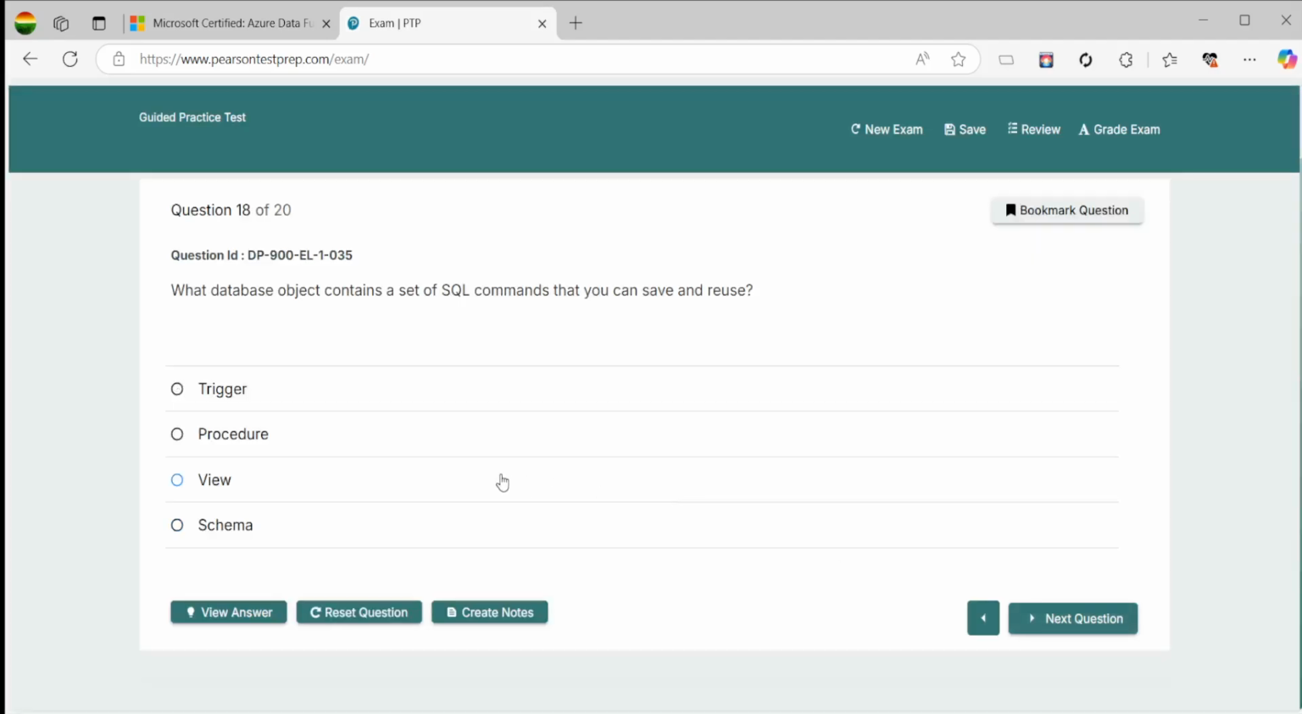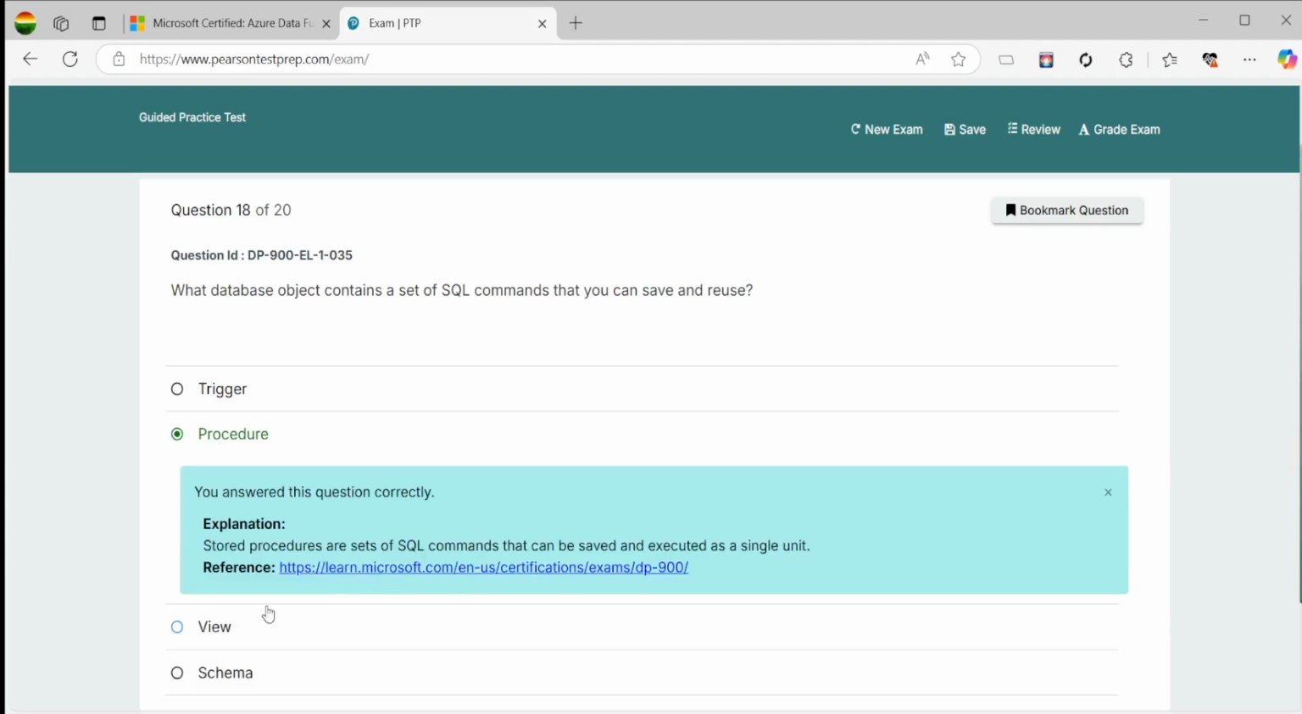Question 18. Which database object contains a set of SQL commands that you can save and reuse? A trigger, a stored procedure, a view, or schema? The answer is a stored procedure.